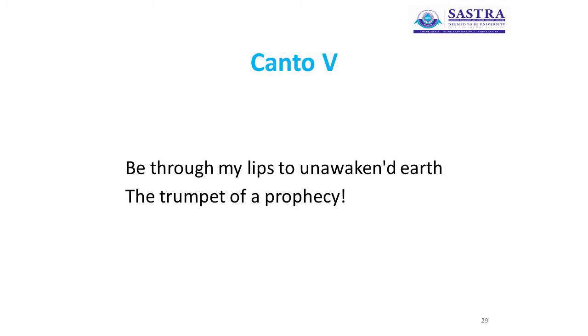Now the next line, be through my lips to unawakened earth the trumpet of a prophecy. So what is he saying here? Unawakened earth. The earth is slumbering. It needs someone to wake it. Why should it be awoken? Here he is saying the world needs my thoughts to come alive. That is why he says, be through my lips, be the words from my lips, carry my thoughts and words to the wild world so that you sound like a trumpet of a prophecy.